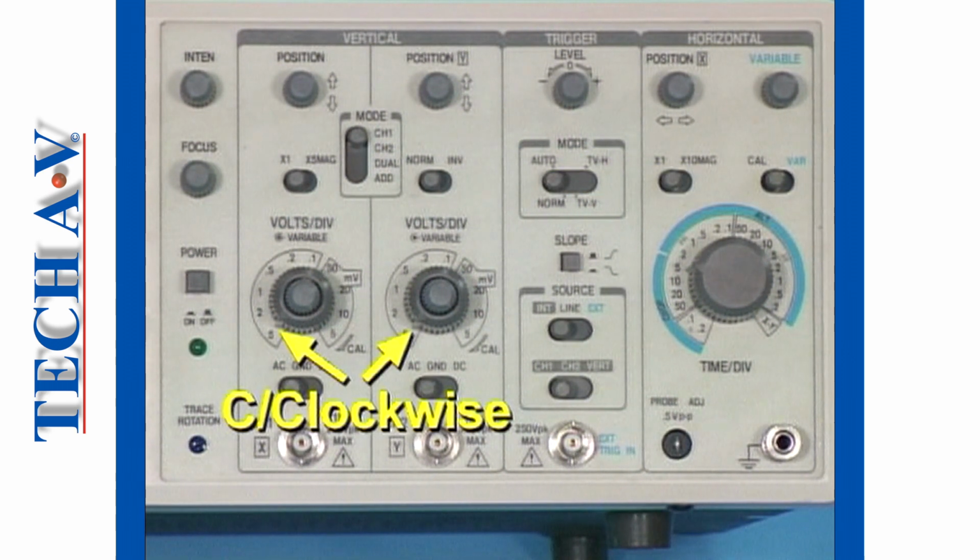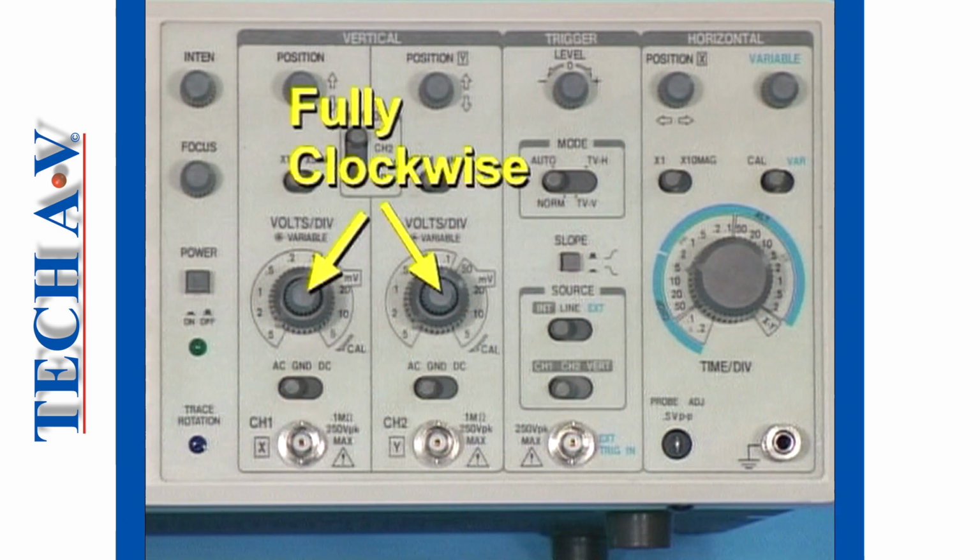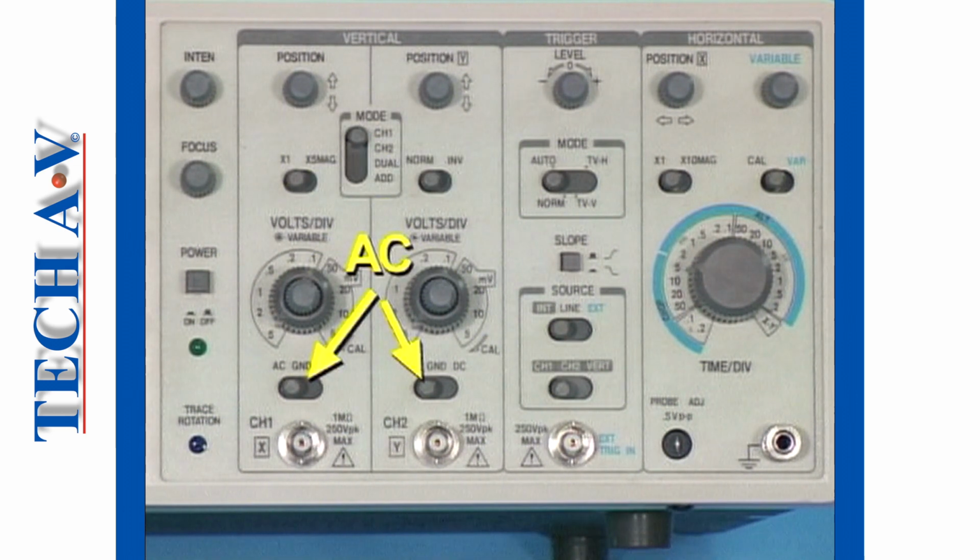Set both volts per division controls fully counterclockwise and ensure that both variable volts per division controls are turned fully clockwise to the calibrate position. Finally, set the input coupling switch on both channels to the AC position.